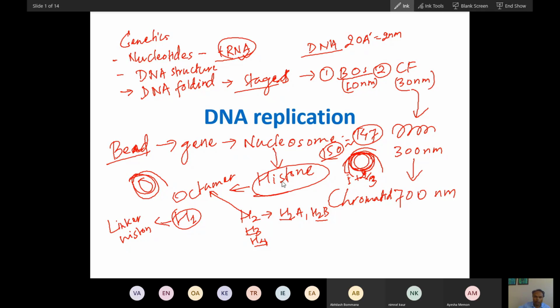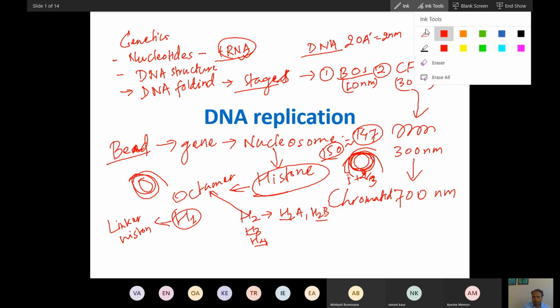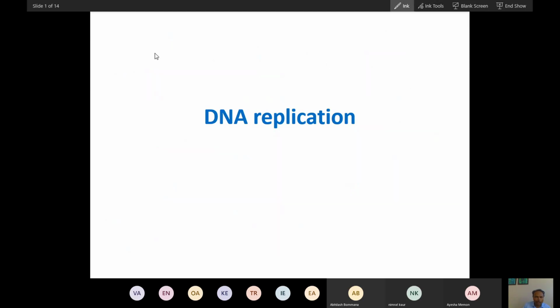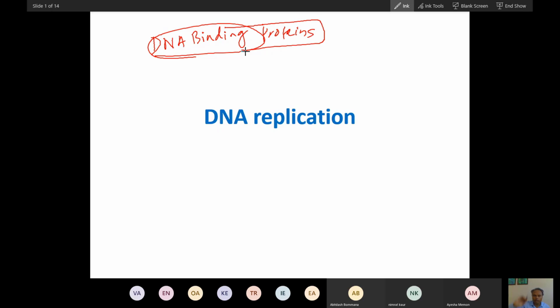So now today we will talk about DNA replication. I thought that we would talk about DNA binding protein, but I realize that you will not understand DNA binding proteins right now. That is why I started DNA replication. After we talk about DNA replication, then during transcription, we will talk about these DNA binding proteins. At that time you may understand them. What is the significance of that DNA binding protein? During or after transcription, we will talk about this protein in detail.